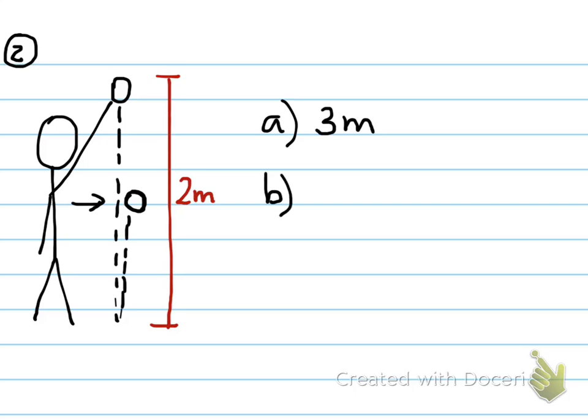Question B says, what is its displacement? Well, the straight line distance between where it started and where it finished is only 1 meter. So the answer is 1 meter displacement.